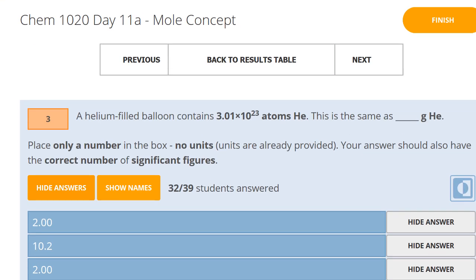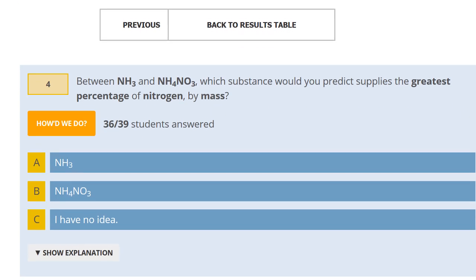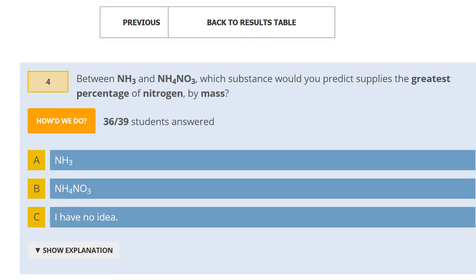And the next question was, and now we didn't cover this yesterday. This is our introduction for today. So I wanted to see how we did with this one. I don't think that I marked this one right or wrong. It says between NH3 and NH4NO3, which substance would you predict supplies the greatest percentage of nitrogen by mass? Looks like we have about 28% of us on NH3, 69% of us on the NH4NO3, and then some of you willingly admit you have no idea, and that's fine.